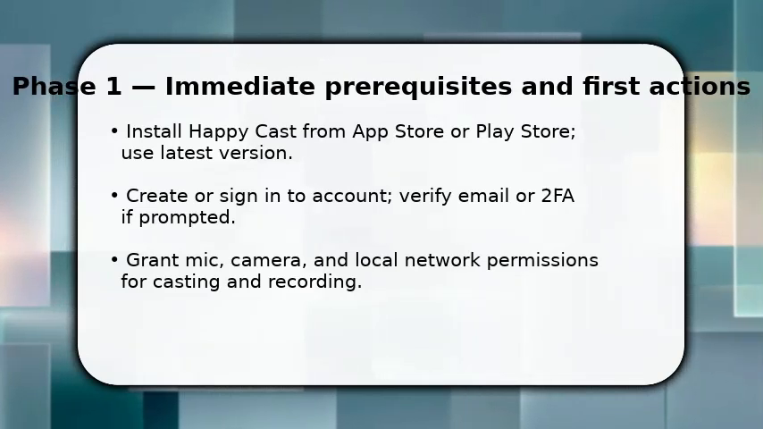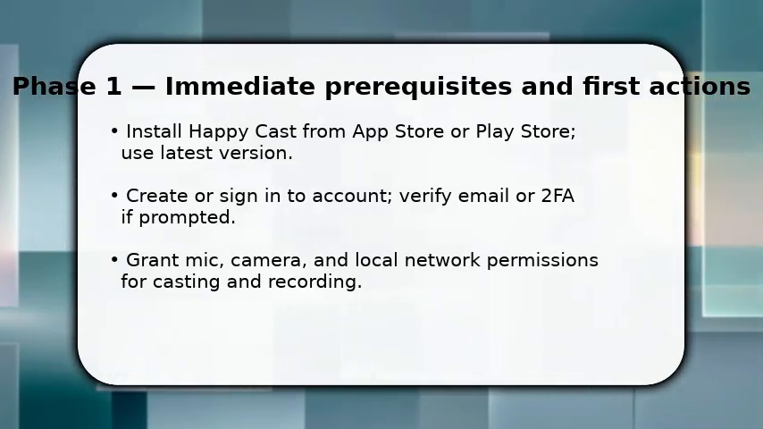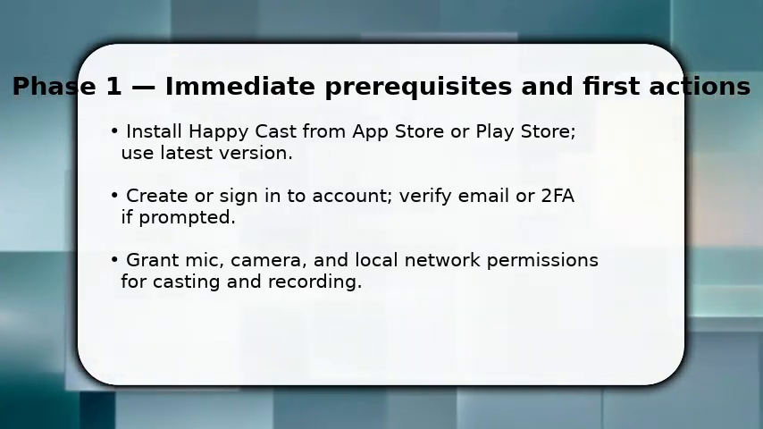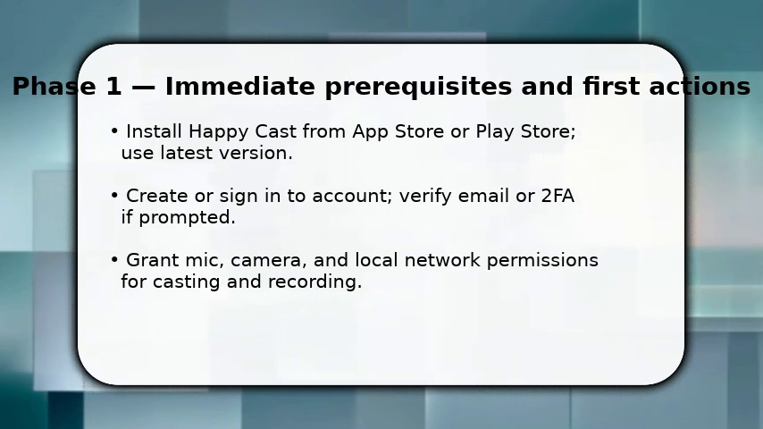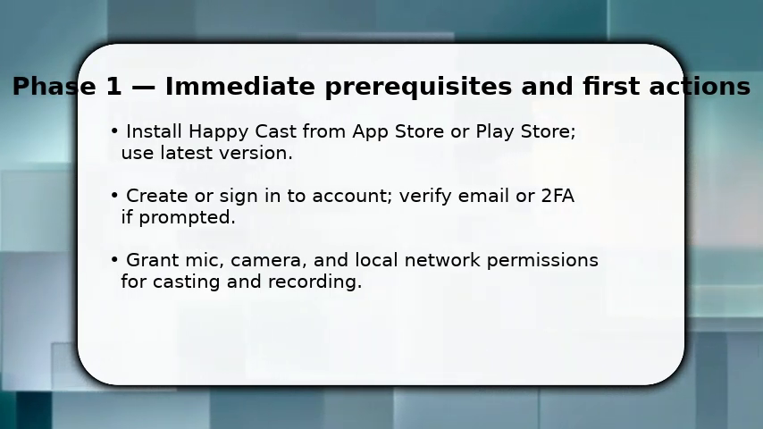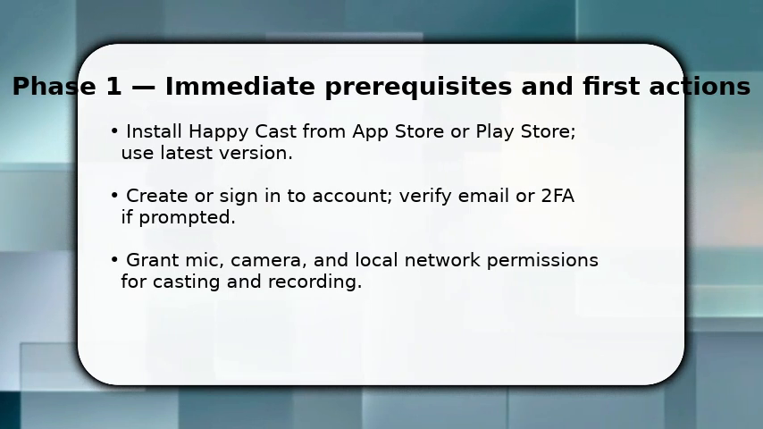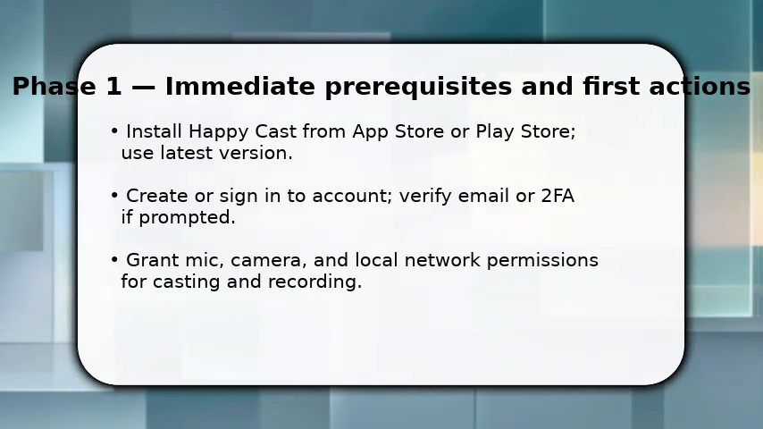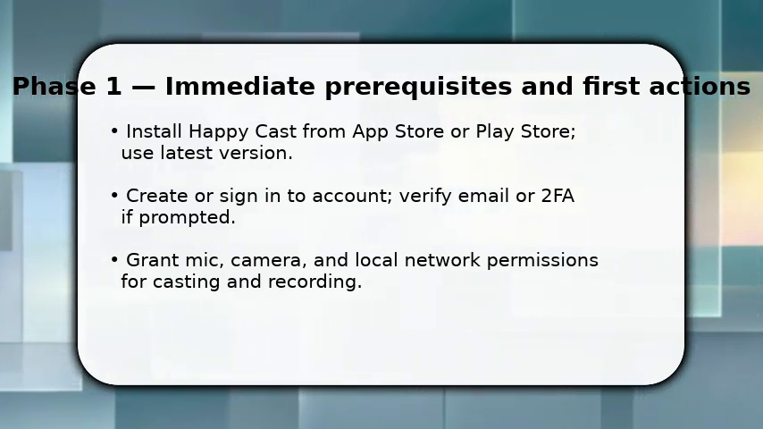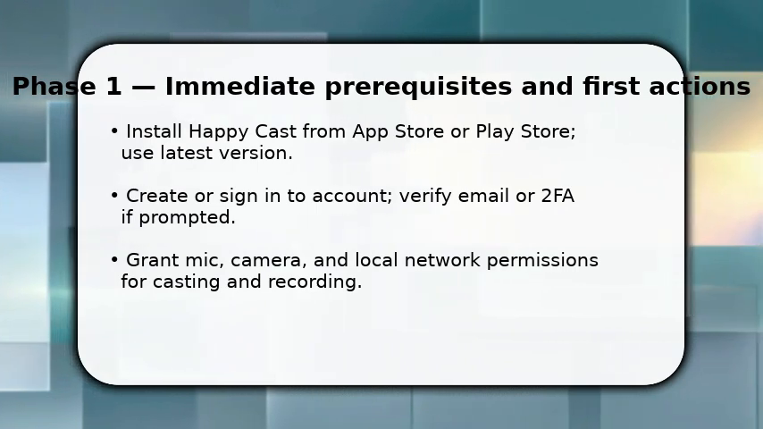You start by confirming prerequisites, install the latest HappyCast app, and sign in so your settings sync. Once signed in, verify email and enable 2FA if you need added security. Next, grant microphone, camera, and local network permissions. This allows casting, audio capture, and device discovery.